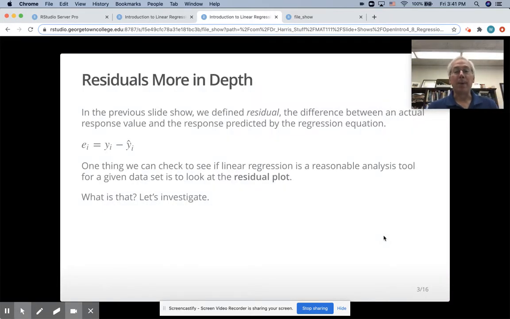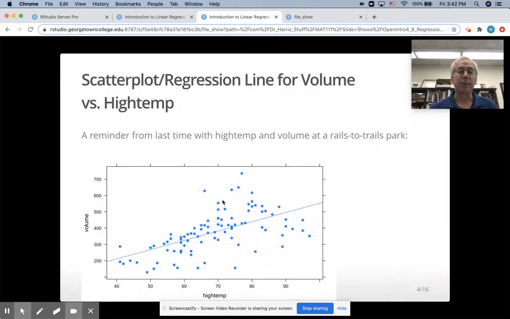We want to remember that a residual was the difference between an observed response and the response predicted by the regression equation. So it's the actual response minus the predicted response. One way we can go back and judge whether or not regression was really the right tool to use is a residual plot. We thought it looked linear, and we went ahead with regression, but a residual plot is one way we can actually tell whether we were right to think that regression was a good tool to analyze our data set. So let's see what a residual plot is.